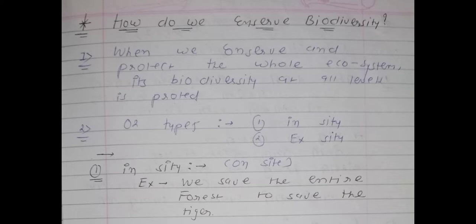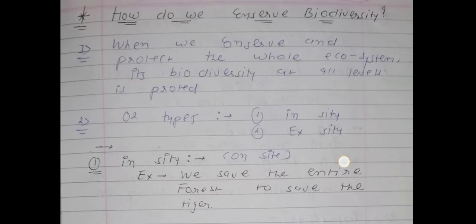How do we conserve biodiversity? First point, you know that when we conserve and protect the whole ecosystem, its biodiversity at all levels will be automatically protected. For example, if we want to protect the fish of a pond ecosystem, then we must conserve the pond. If you want to conserve any particular species of a forest, then you have to conserve the entire forest, because it is one type of ecosystem.